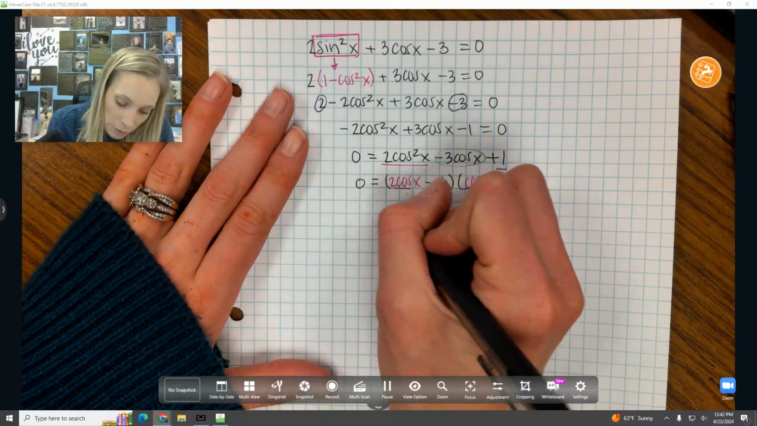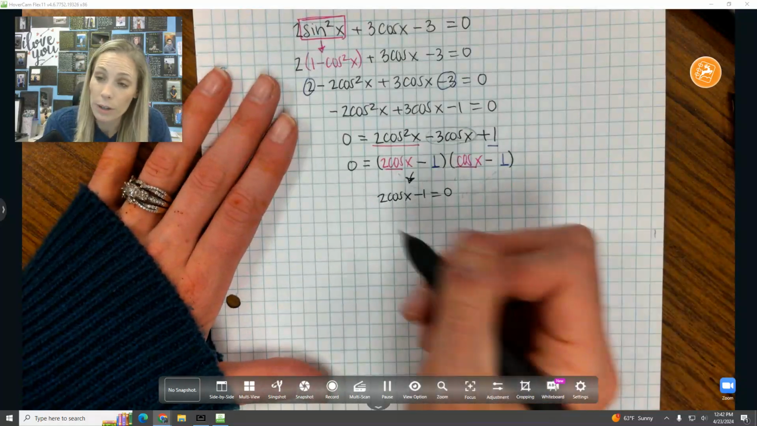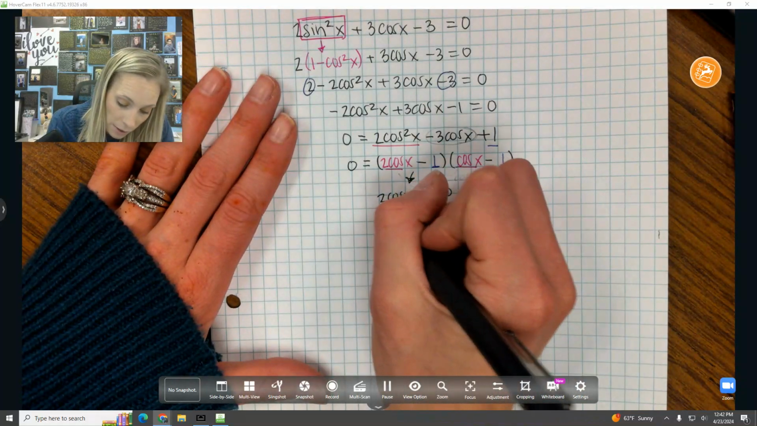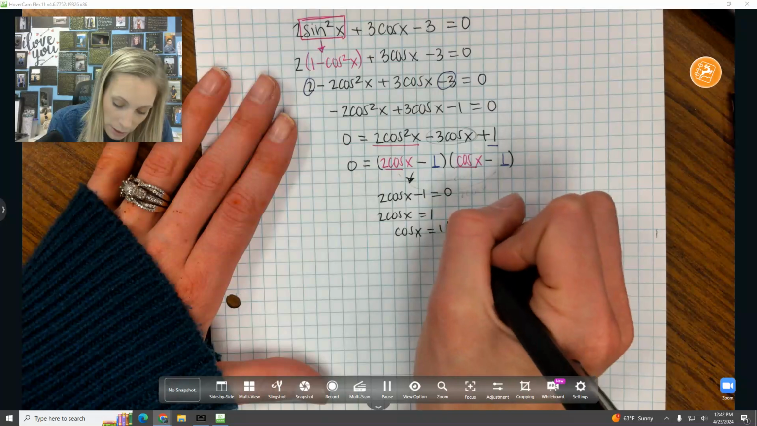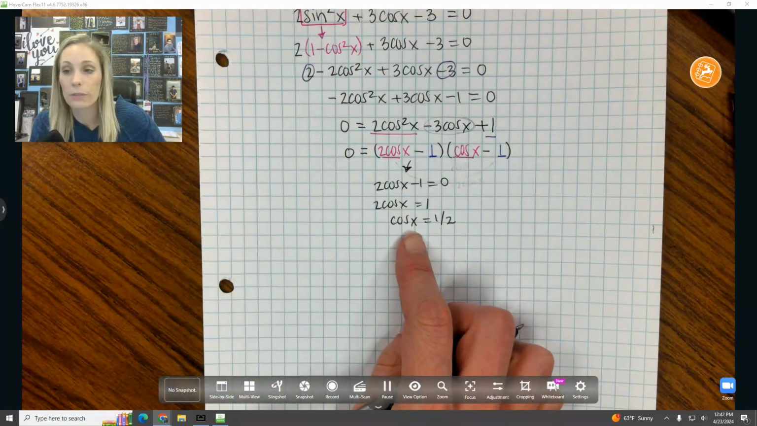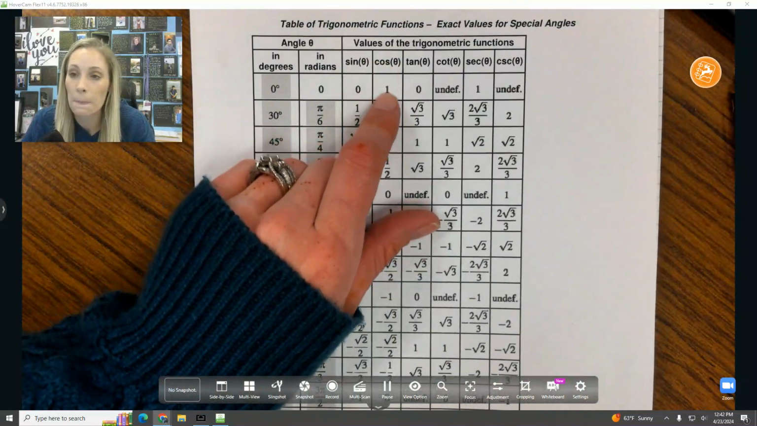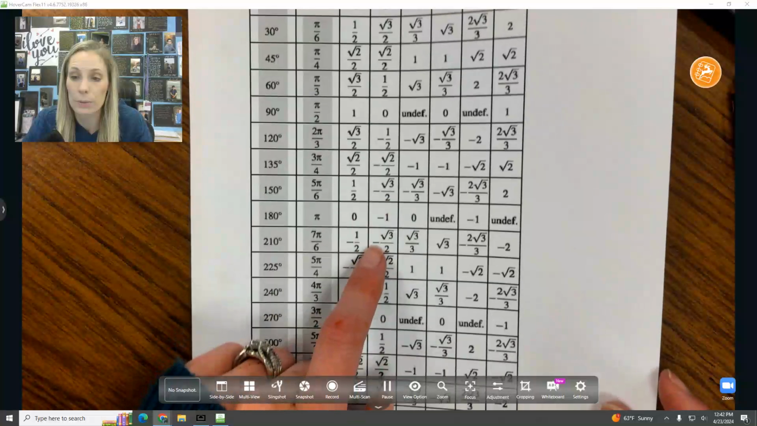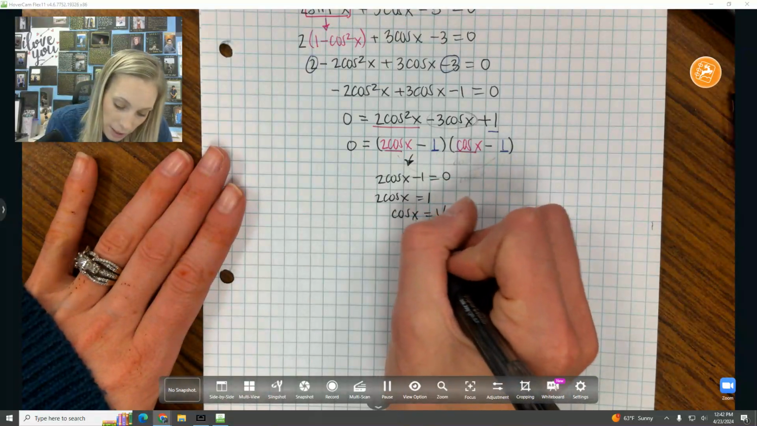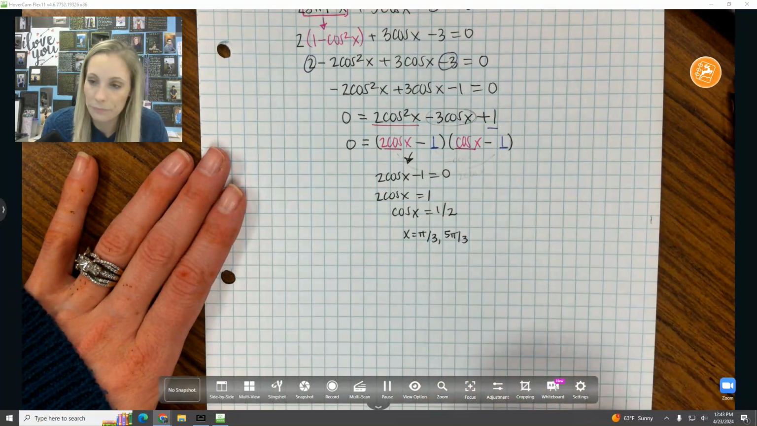You're going to take that one, 2 cosine of x minus 1, and set it equal to 0 one step at a time. We're going to add 1, and we're going to divide by 2. Then we're going to take our chart and find when cosine equals 1/2. So here's our cosine column. It equals 1/2 at pi over 3, and I want to see if it equals 1/2 anywhere else. 5 pi over 3. So my answers here are pi over 3 and 5 pi over 3.